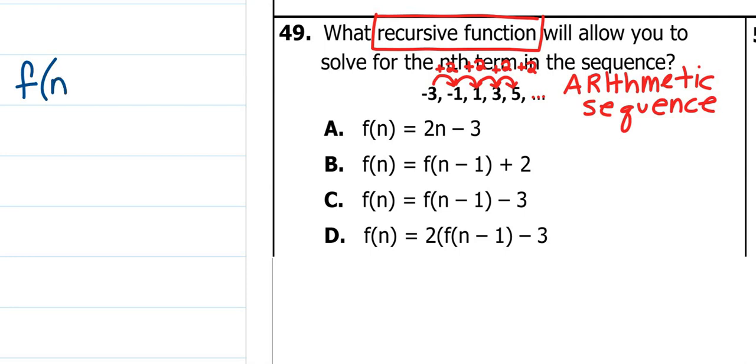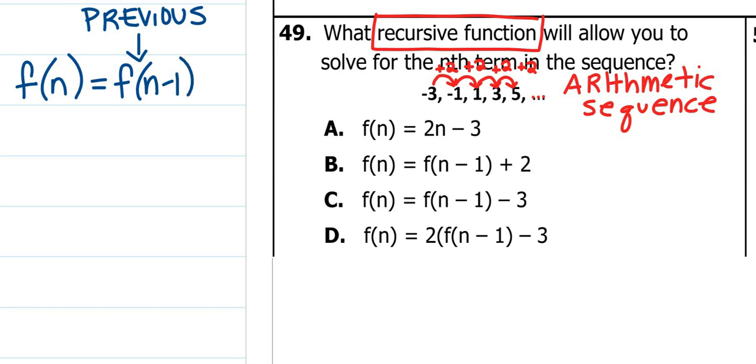F of whatever n term you want equals the previous term. The way that we talk about the previous term is we say f of n minus 1, so the previous n value, not the current, plus whatever that common difference is, D. Whatever the common difference is.